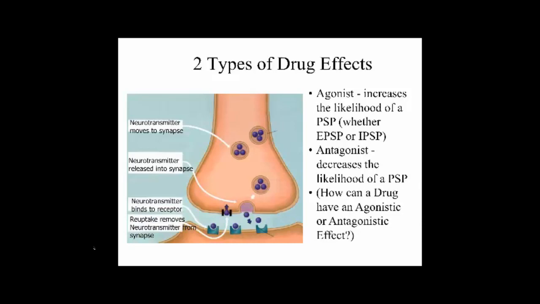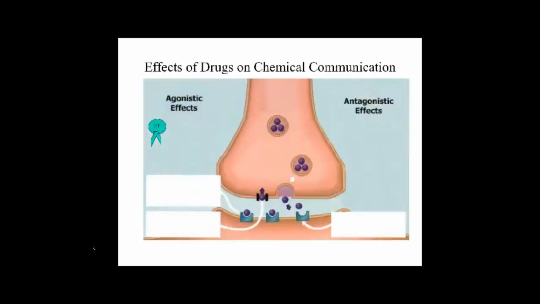Left-hand side, we're going to talk about the agonistic effects. There are 2 different types of agonistic effects. Right-hand side, we have the antagonistic. So agonistic, is it increasing or decreasing the likelihood of a postsynaptic potential? Increasing. So the first way that we can increase the likelihood of a postsynaptic potential: a drug can substitute for the neurotransmitter, attaching to the receptor, opening the ion channels. This is one of the ways that an agonist does what it does. So this is one of the roles of an agonist.